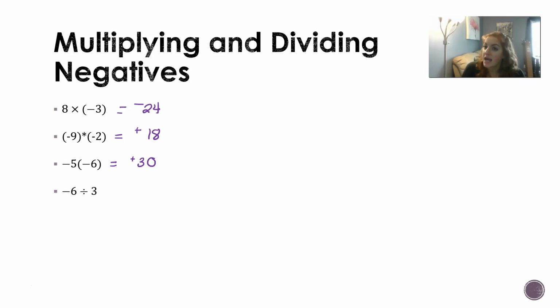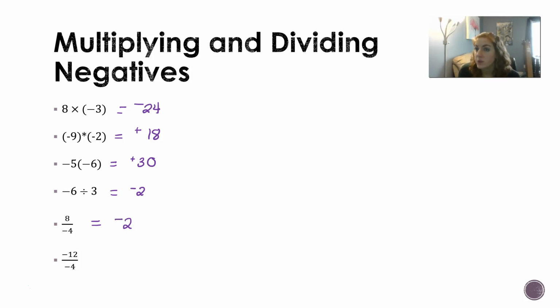Okay, negative 6 divided by 3. So we're switching to division problems, but they have the same rules as multiplication. Here we have one negative and one positive, so that means our answer will be negative. Negative 6 divided by 3 is negative 2. And then 8 divided by negative 4. 8 divided by negative 4, that's going to be a 2. Since there's one positive, one negative, we should make that a negative 2.